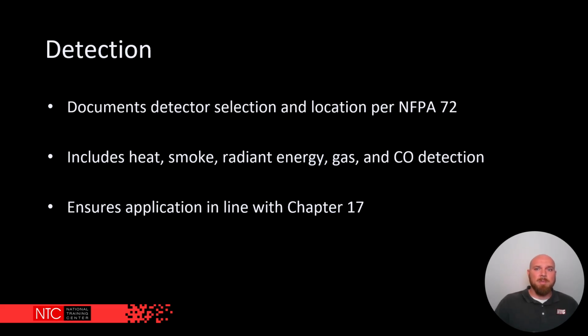Additionally, we're going to provide information about our documentation on the detection side. Document the detectors that are going to be selected and their location as per NFPA 72. This will include any of our initiating devices: heat, smoke, radiant energy devices such as spark or flame ember detectors, and gas and CO detection. We provide the information for the device, but also the information on how we achieve the spacing. We ensure the application is in line with what Chapter 17 of 72 has to say.